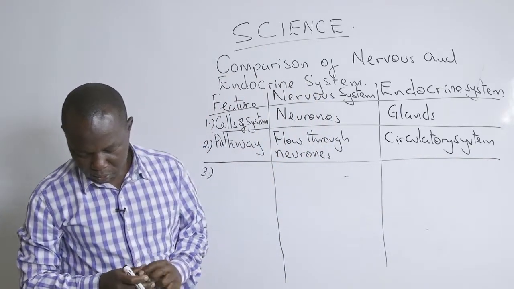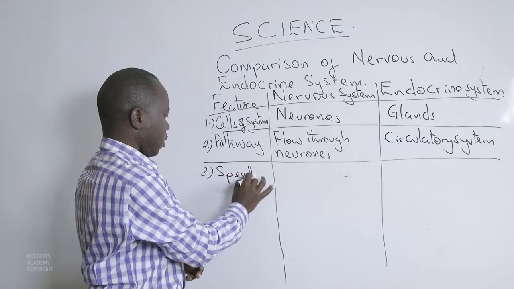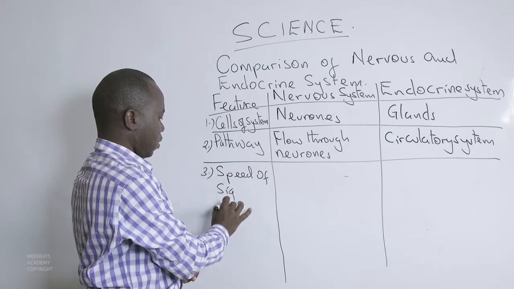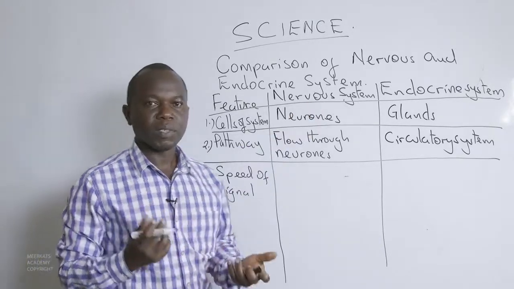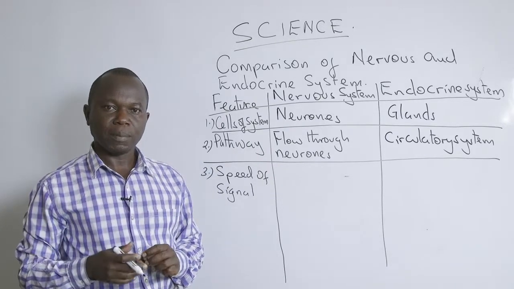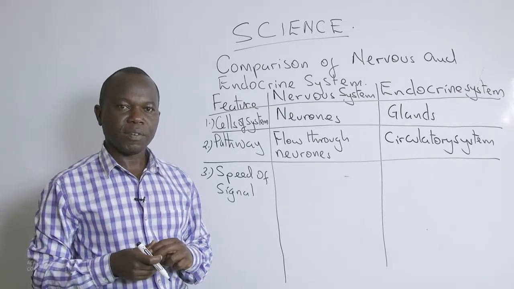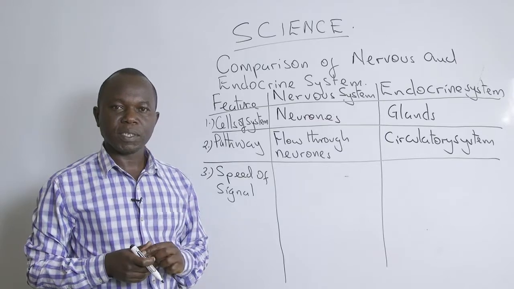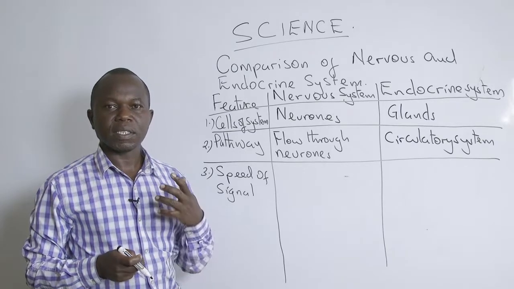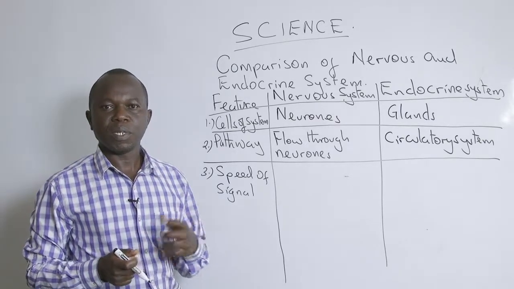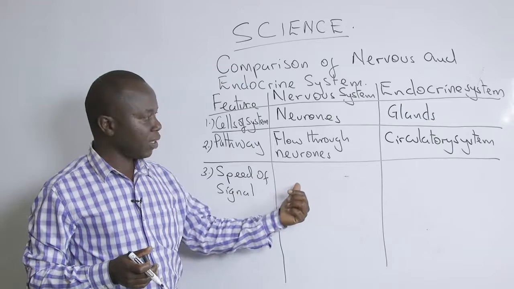Another feature we look at is the speed of the signal. For the nervous system, we can use an example. If you step on a sharp object, you don't have to think if you have to remove your foot, or your hand from a hot object. That one happens very quickly. That's why we described a reflex as a quick automatic response to an external stimulus. So in the nervous system, the speed of signal is usually very fast.